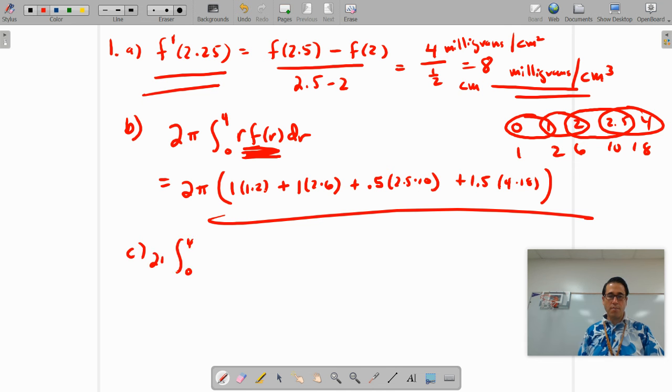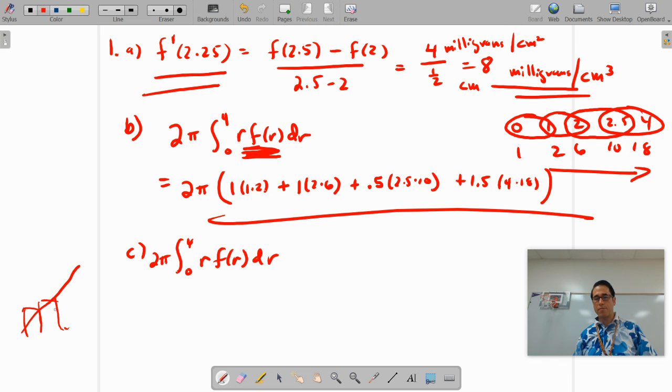We're doing the right Riemann sum, right, of R times f of R. Now, I really hope you did this, because I'm sure you all knew that this right here is an increasing function. And since it's an increasing function, our right Riemann sum would always be an overestimate.